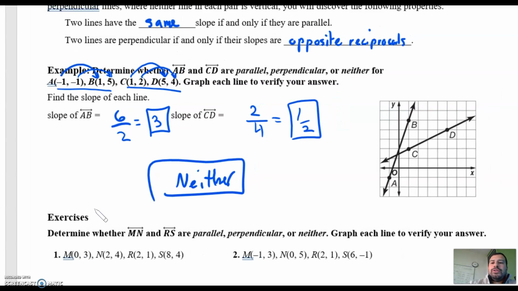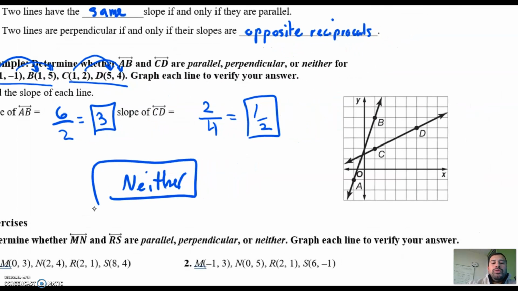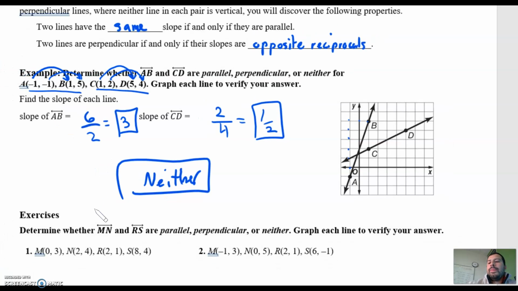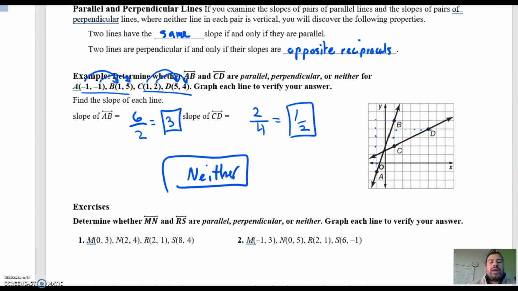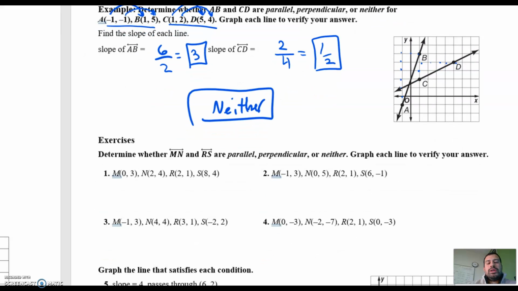Okay, now let's look at the graph and just check that. So if you look at line AB, its slope went up 1, 2, 3, 4, 5, 6, and over 1, 2. Okay, that's what we got. And then for CD, it was up 2 and over 1, 2, 3, 4. That's what we got as well, reduced down to 1/2. And you guys can see in that picture, they're not parallel, nor are they perpendicular.